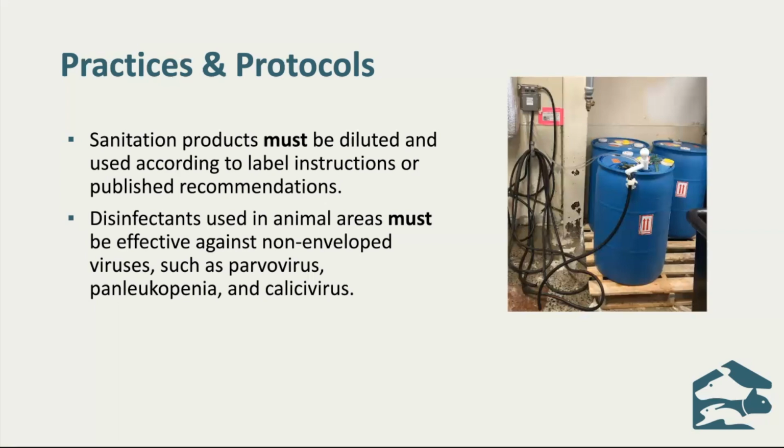So moving on to specific products, there are a couple of statements that I'd like to highlight here. One is that sanitation products must be diluted and used according to label instructions or published recommendations, and disinfectants used in animal areas must be effective against non-enveloped viruses such as parvovirus, panleukopenia, and calicivirus, since those are some of the most consequential viruses that we may encounter in shelter settings. We have to be sure that we're using the products appropriately and that they can actually be effective against those things when we need them to be.